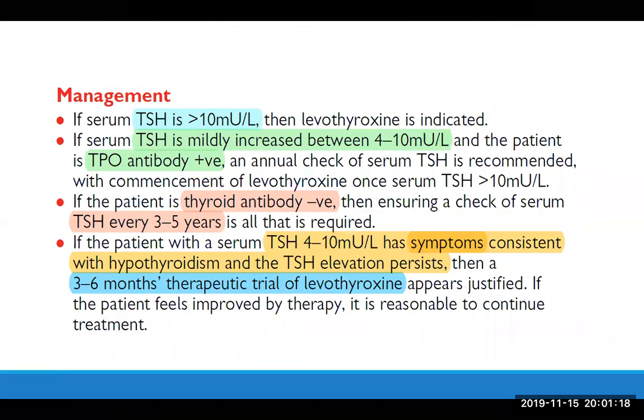The management: if TSH is more than 10, treat. If TSH is between 4 and 10 and anti-TPO is positive, treat.